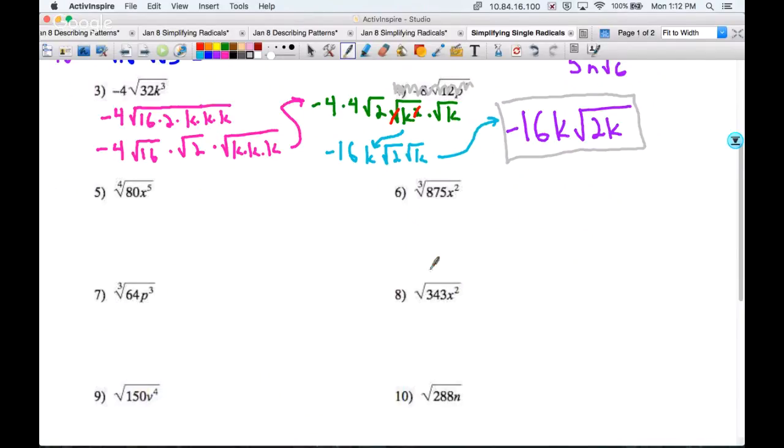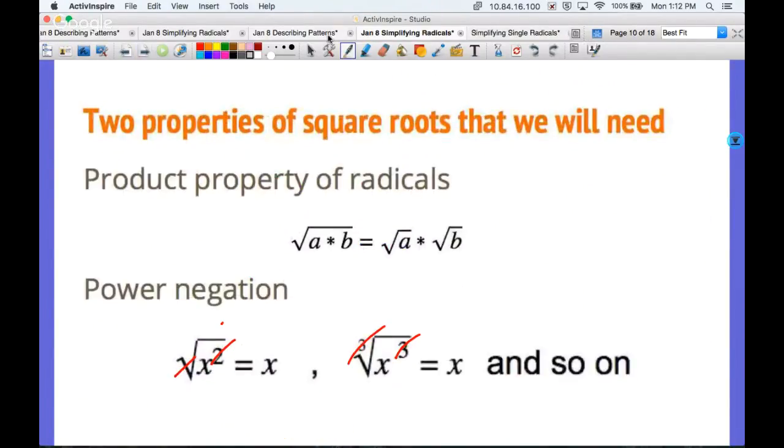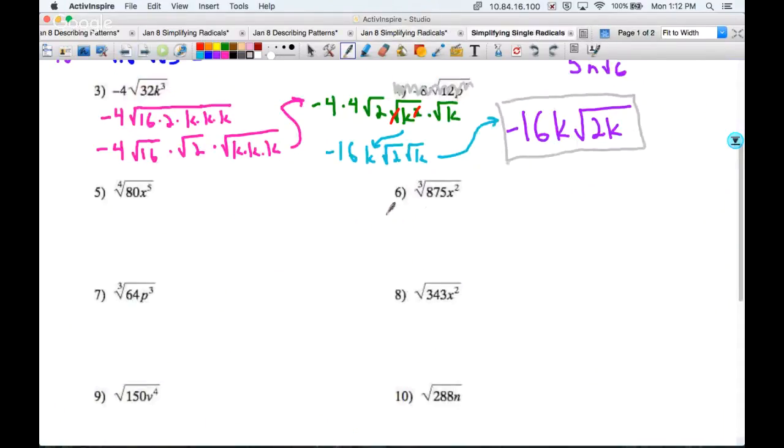All right, number 5 gives us a fourth root. So now that I'm looking at a fourth root, I need to be thinking about these numbers here. 1, 16, 81. Can I fit one of those numbers into 80? And I believe 16 will fit in evenly. 16 times 5 is 80. So I'm going to rewrite this as the fourth root of 16 times 5. And then that x to the fifth, I'm just going to write that out. It's 5 x's.